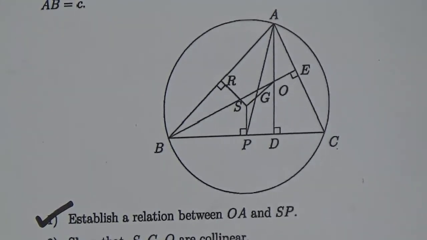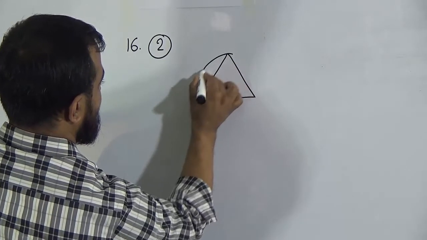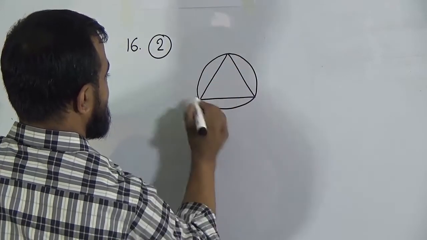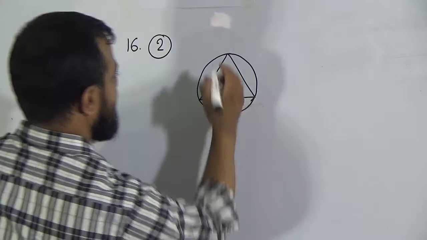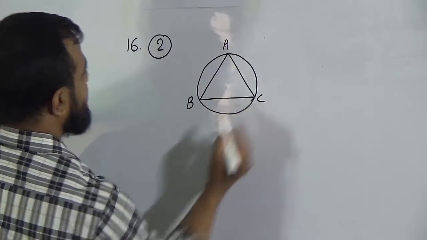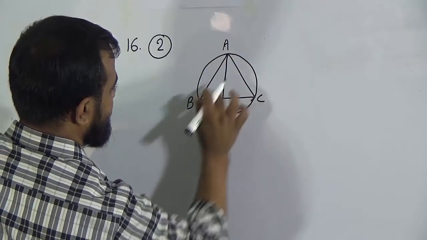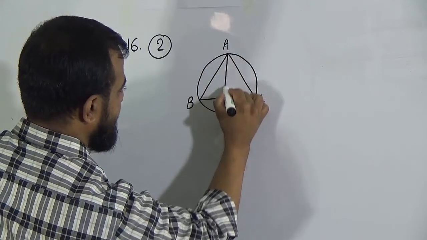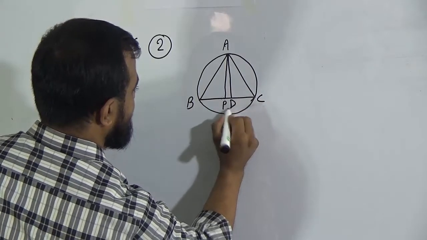First of all, to prove anything, we need to draw the figure again. Question number 16, sub-question number 2. Suppose this is the triangle, inside a circle, the triangle ABC is given here. Also, this one is the median, AP is the median, and this is the line P. Okay, AD is perpendicular, this line is perpendicular.